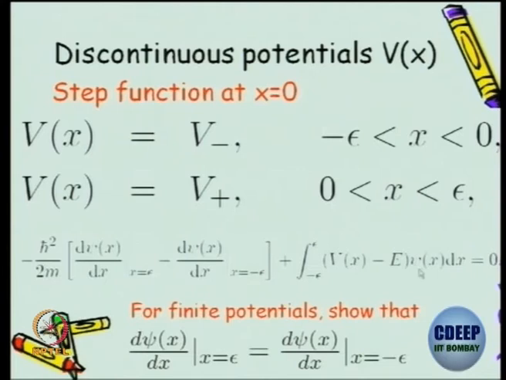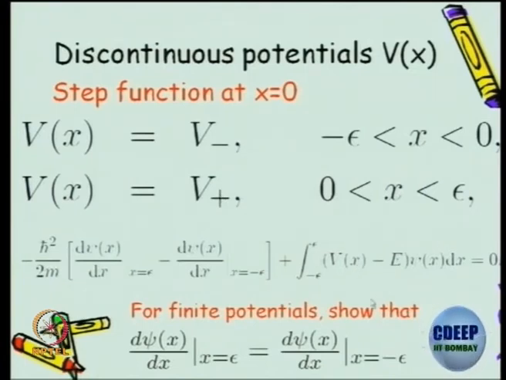Psi of x is continuous, so you can pull out psi of 0 outside the integral, and this V of x will become V plus plus V minus, and you will have an epsilon because of the integral over dx. Similarly, E times psi of 0 times another epsilon comes, 2 epsilon. When you take the limit epsilon tending to 0, what happens to the second term? As long as V plus and V minus are finite, epsilon times a finite quantity, where epsilon tends to 0, is 0. That is why the second term becomes 0.